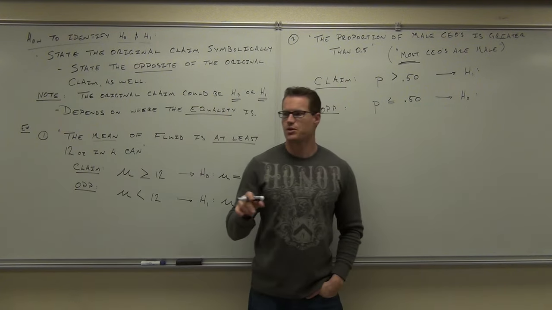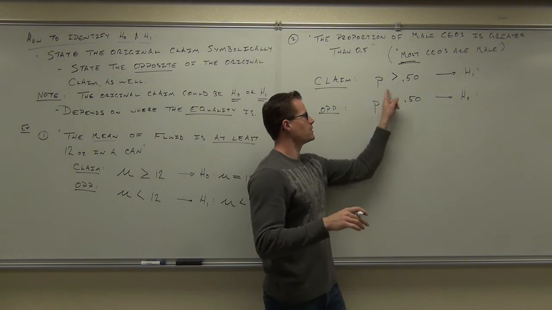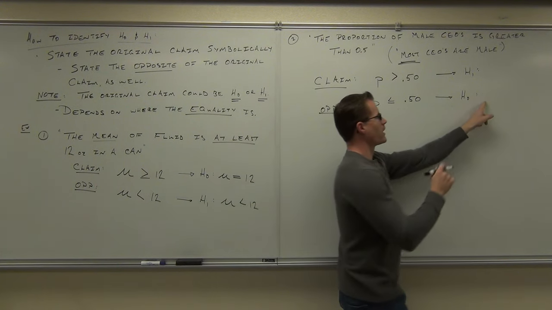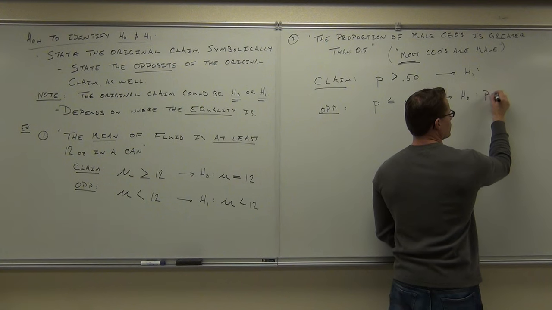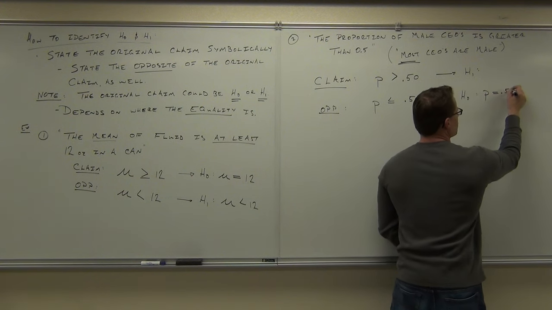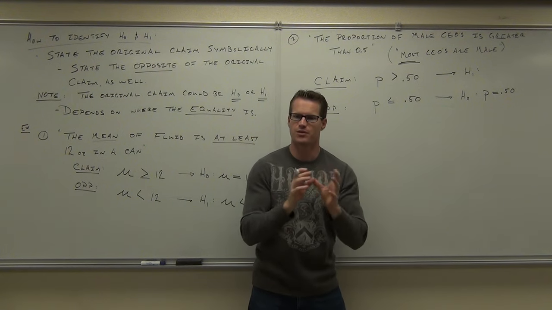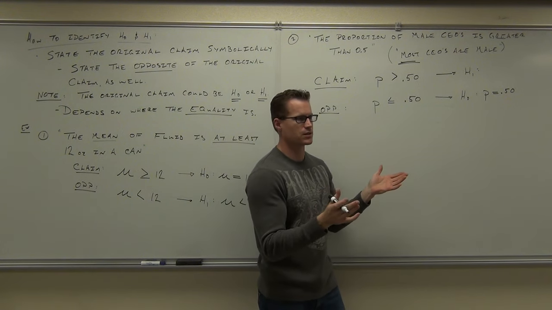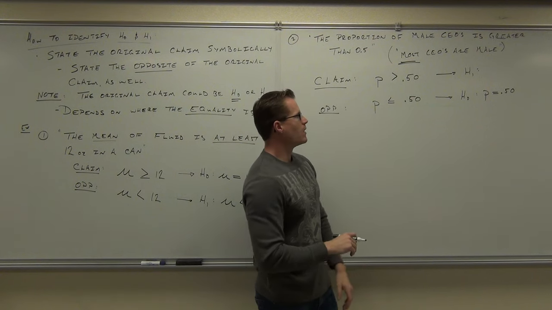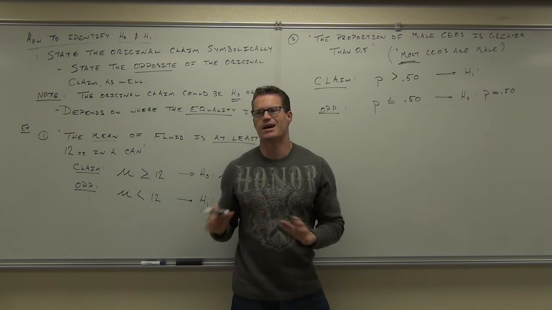Let's rewrite H0 first. H0 has the equality. The equality is right here, so we write what now? P. Good. We kind of ignore this part once we find the equality. We just write equals to make it a simplified version of this scenario. Now, as far as H1, we don't change that ever.